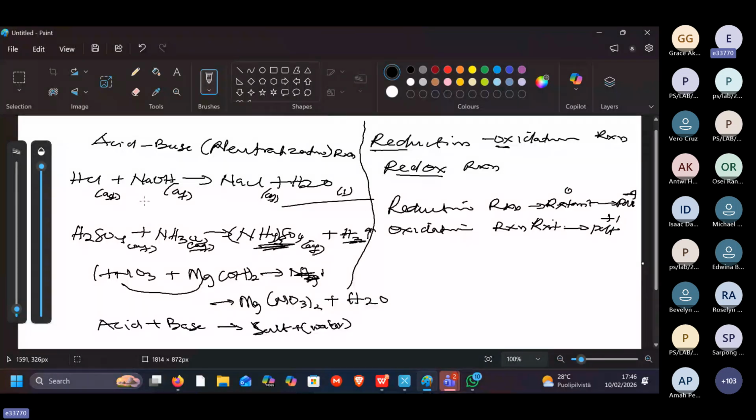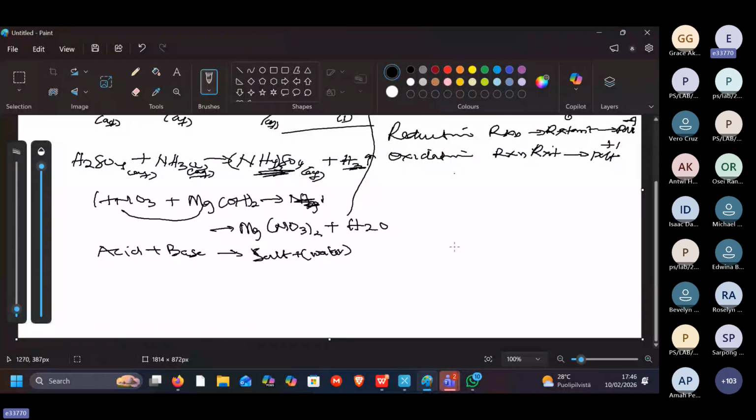And so in a redox reaction, let me lower it down a little. In a redox reaction, what happens is that we are going to have a species which is going through reduction, and that species becomes more negative. And then we also have another species that is becoming more positive. That is the oxidation reaction.